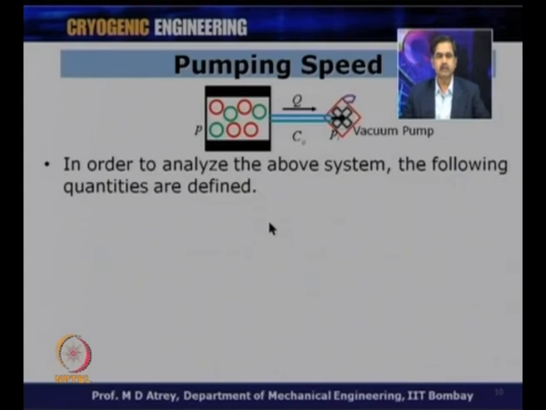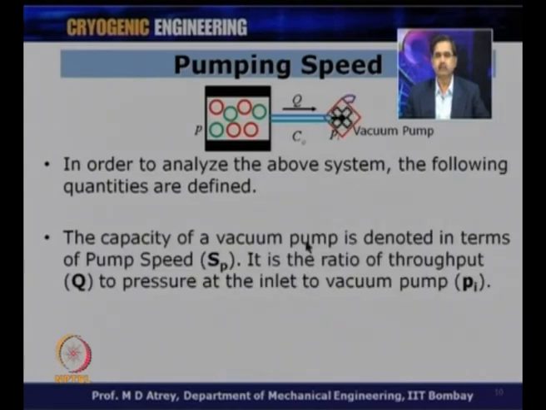And what are those quantities? The capacity of a vacuum pump is denoted in terms of pump speed. So, we have a pumping speed SP, and this is known to me because when I buy a particular pump, I should know what its capacity is. So, how many meter cube per minute, meter cube per hour, liter per minute, liter per hour that this particular vacuum pump can suck, all right. And this capacity is normally given for a particular gas, let us say nitrogen. So, every vacuum pump when you buy it will have its capacities defined, all right.